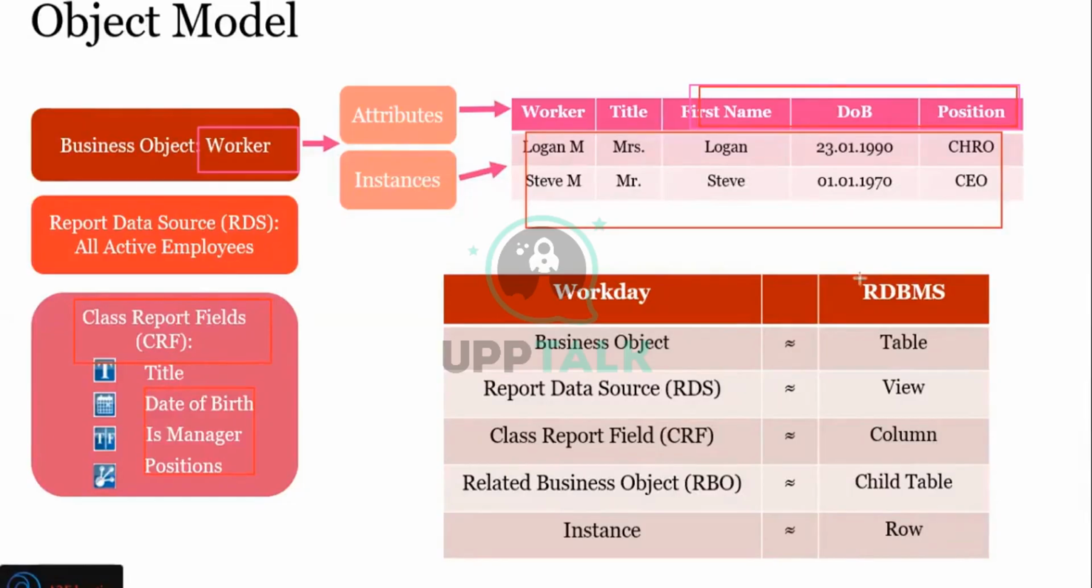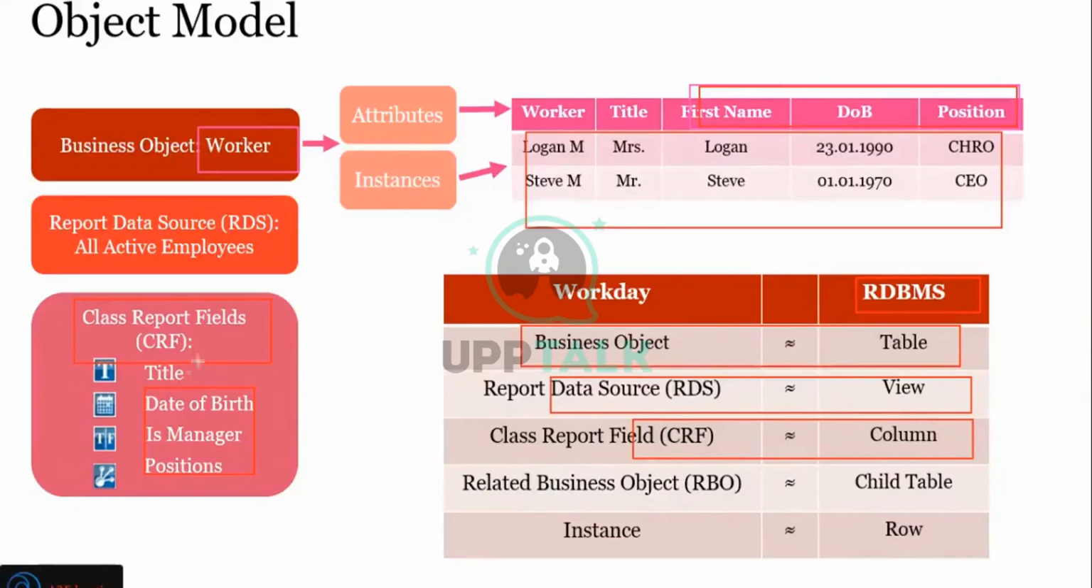Your business object is very similar to your traditional tables that you use in your relational databases, Oracle, and so forth. You can think of a business object as a table, a data source as a view or a filter. Your class report fields are your columns. Your title is a column, your date of birth is a column, your first name is a column, last name is a column. These are all columns. And then your instance is a row.